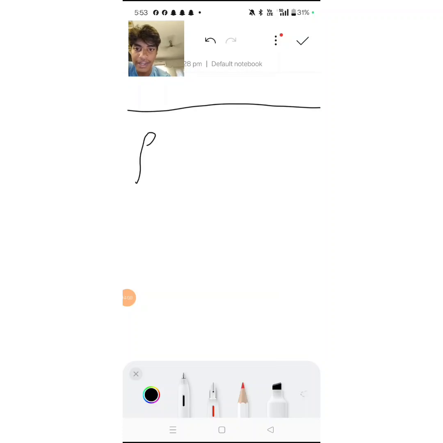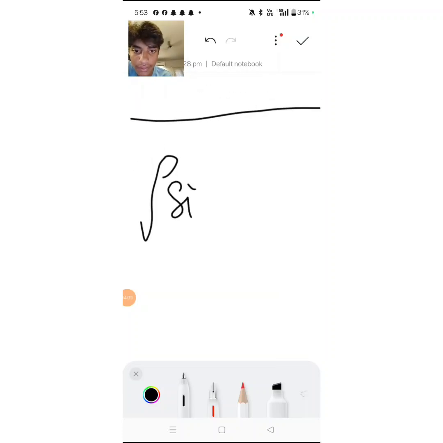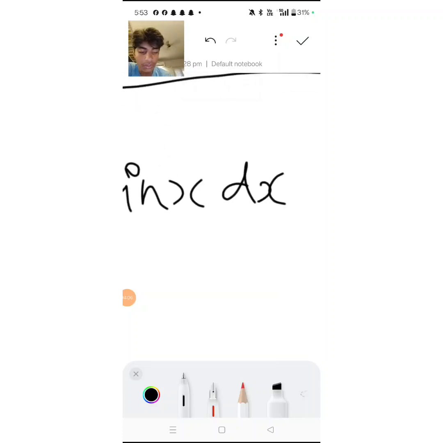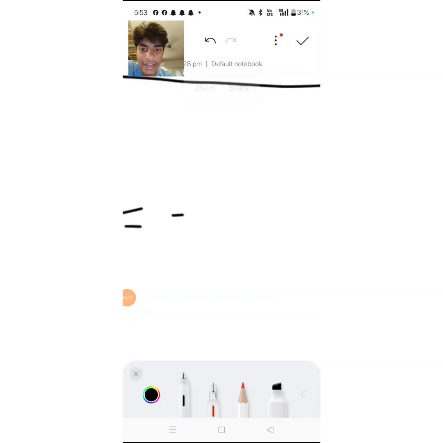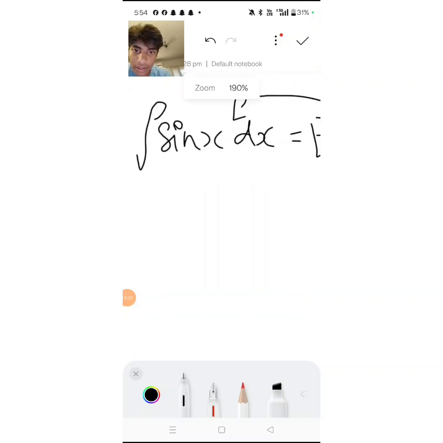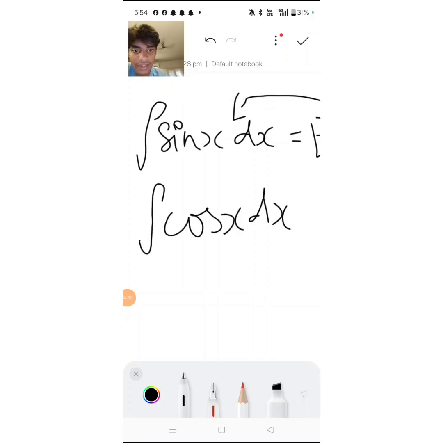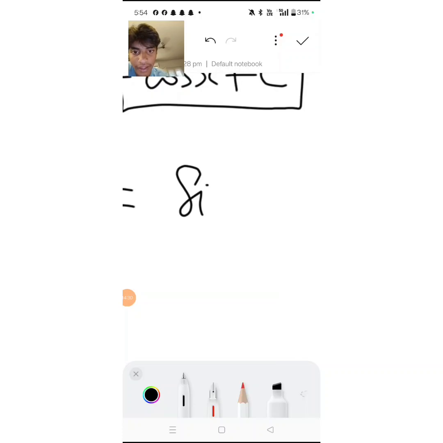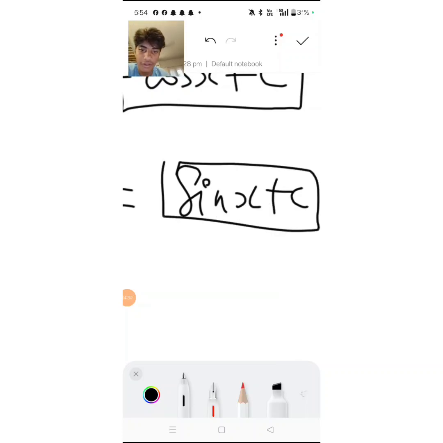First, we have, let's say, the integral of sine x dx. The integral of sine x dx is just negative cos x plus c. Negative cos x plus c, because when you differentiate this, you should get this ultimately. Next, you come to the integral of cos x. Now, what if you have cos x dx? In that case, it is positive sine x plus c is your integral, right?